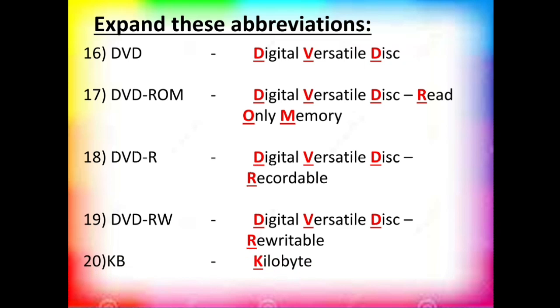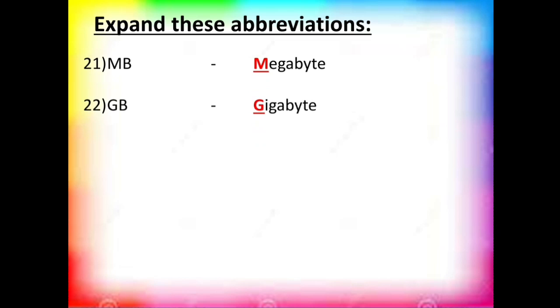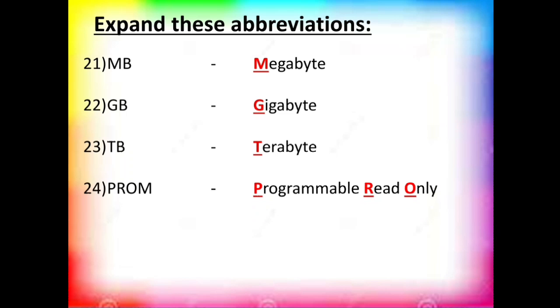The next one is KB, that is kilobyte. KB means kilobyte. The next one is MB, megabyte. The next GB, gigabyte. TB, terabyte. So these are the memories. The next one is PROM. It is the subdivision of the ROM. Okay. PROM, programmable read only memory.